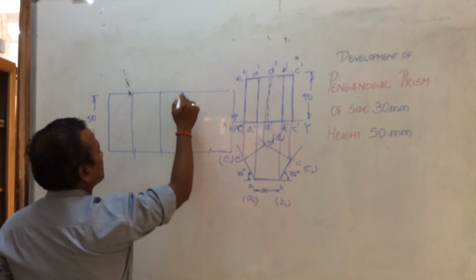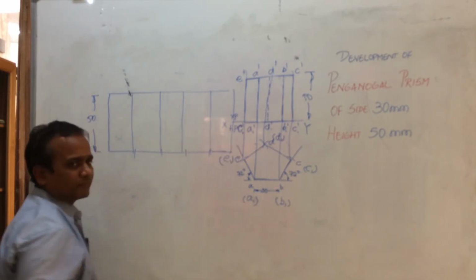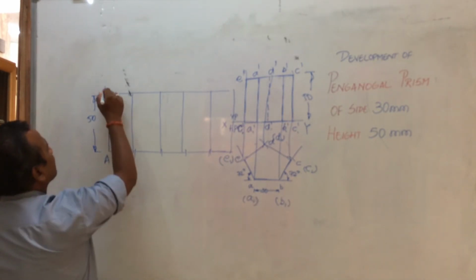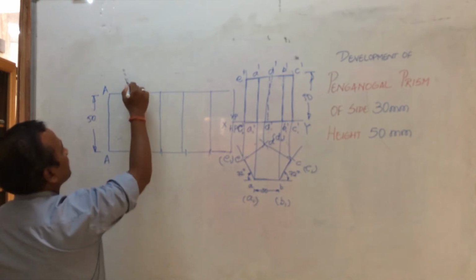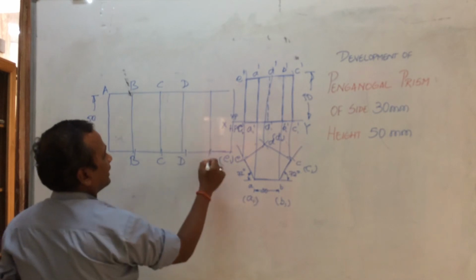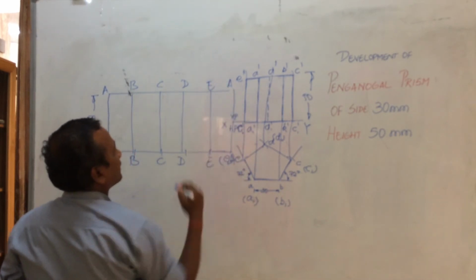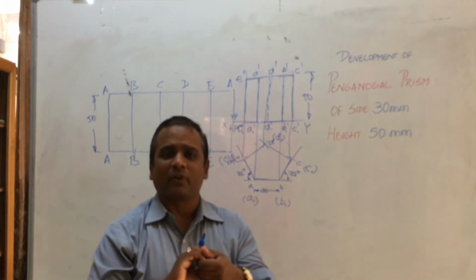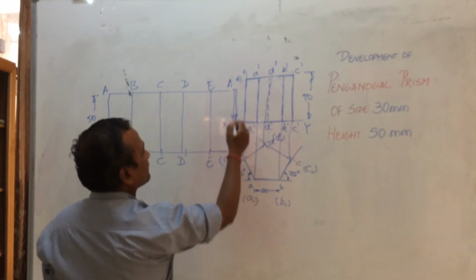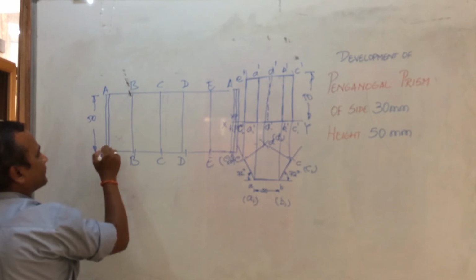Now this side would be A, B, C, D, E, and again at the end A. For a joint, I always prefer a mechanical joint, for which I give an allowance of 5 mm at this side and 5 mm at this side.